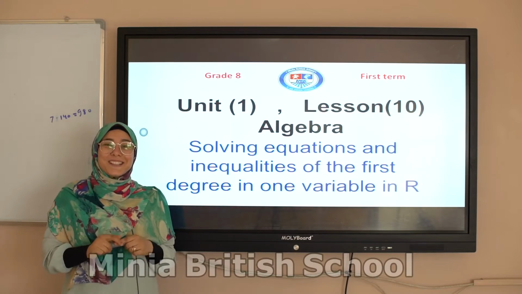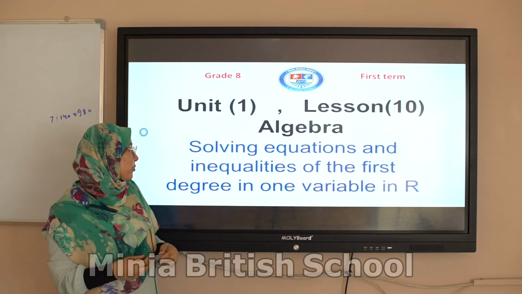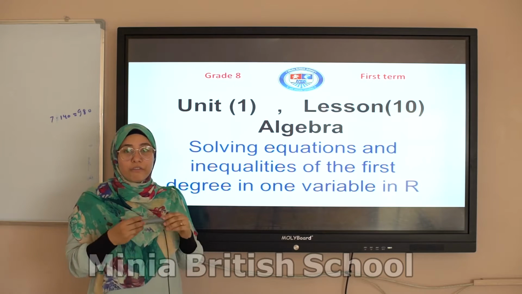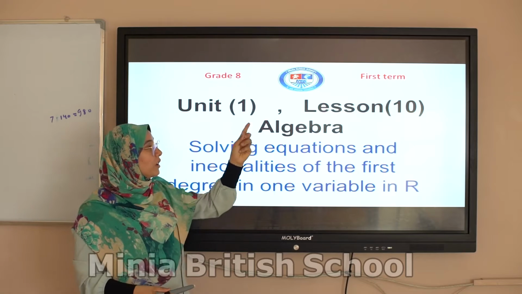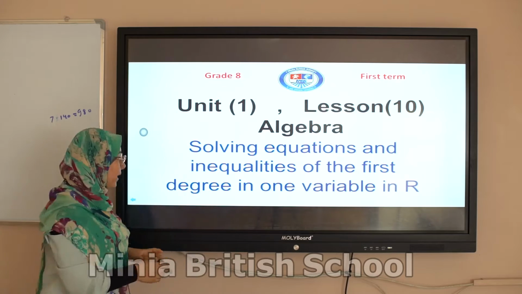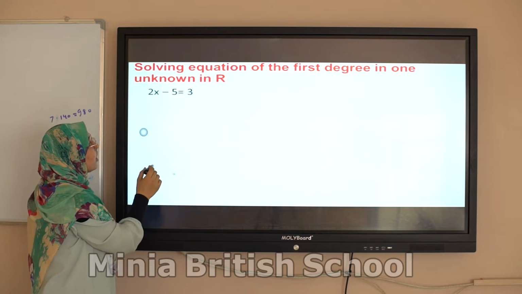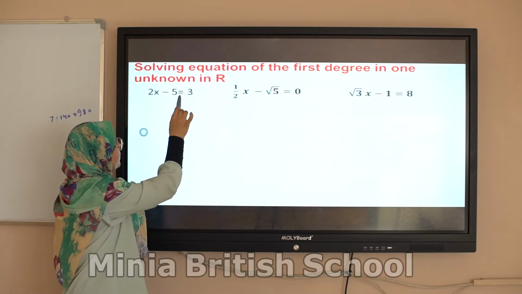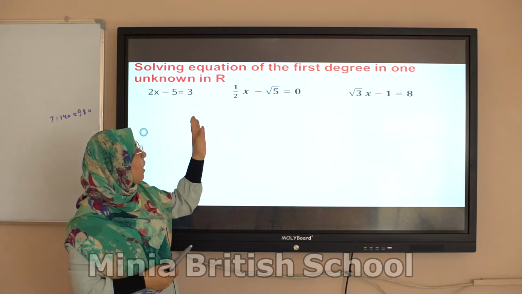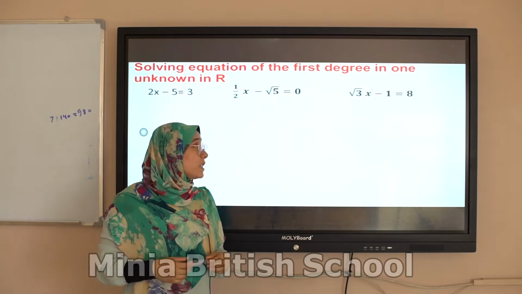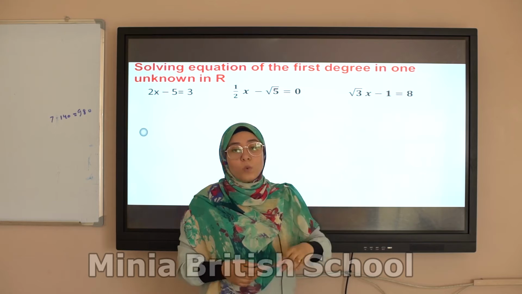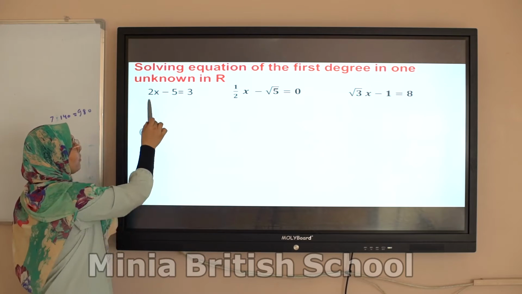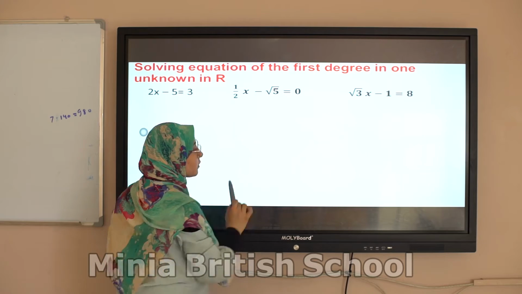Hello grade 8. In this video we will talk about solving equations and inequalities of the first degree in one variable in R. Unit 1, lesson 10 in algebra, okay? And first, here I have some equations like these: 2x minus 5 equals 3, half x minus root 5 equals 0, and root 3x minus 1 equals 8. We note that the index of the variable x equals 1.